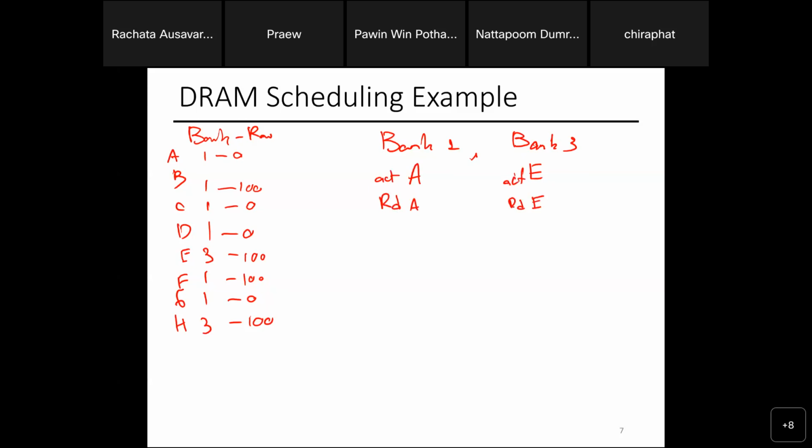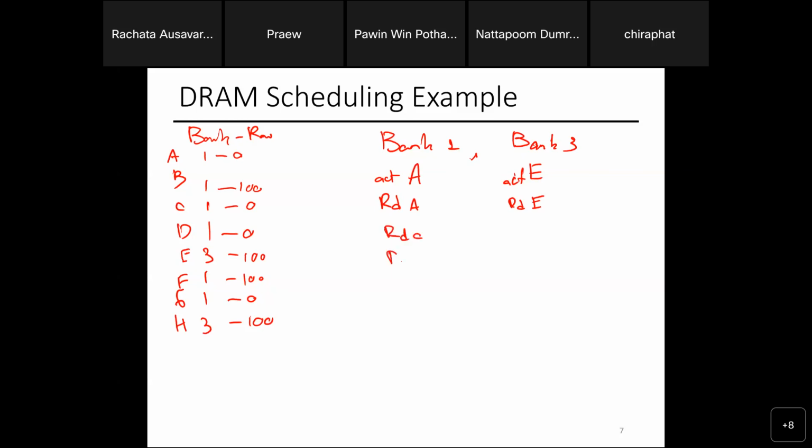In the actual question, I might say that activate is this many nanoseconds, read is this many nanoseconds. That would help me when I'm grading, so we can reach a final number, all right? Now, when I'm finished activating A in bank one, what gets serviced next? Should I service B or C? C, right? Why? The row is open. Row with the row ID zero is open. So B will take more time to service than C.